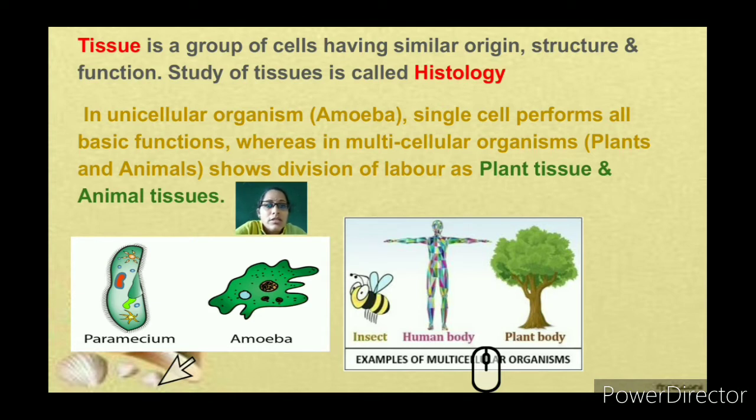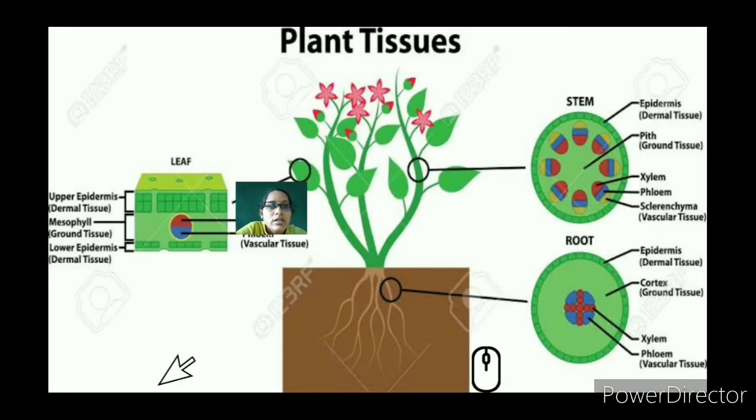What we see in multicellular organisms like plants, the human body, insects or other animals, is that the cells undergo cell division, and with respect to division of cells, different organs are produced or formed in plants and animals. They are separated as plant tissues and animal tissues. So let's start with plant tissues.